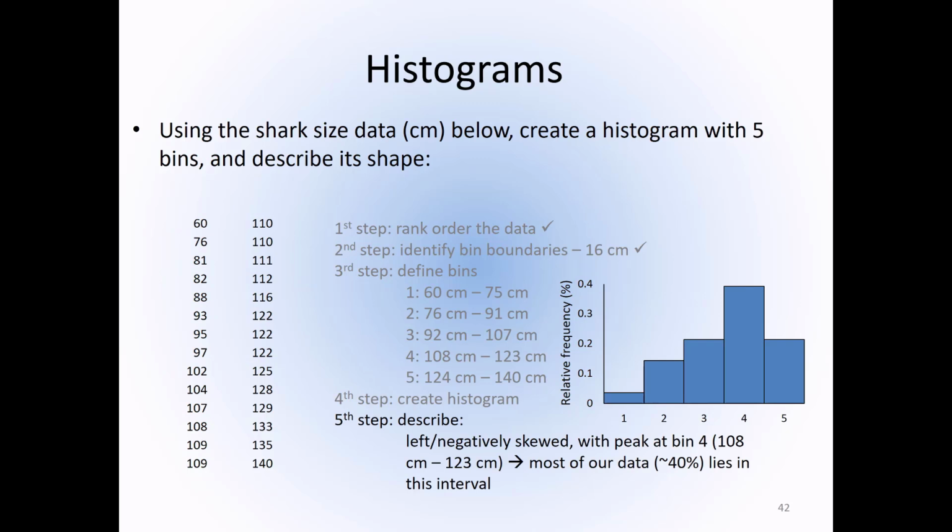There's a peak at bin 4, and this means that most of our data, most of our sharks, are somewhere between 108 and 123 centimeters in length. So we can not only create these histograms, but also interpreting them is going to be of value moving forward.